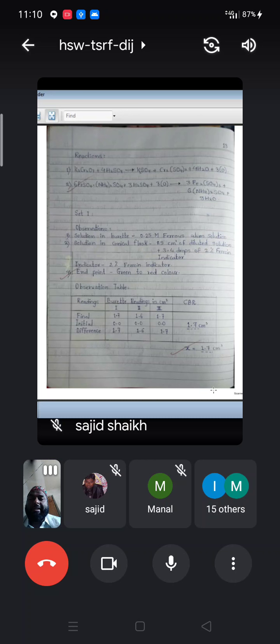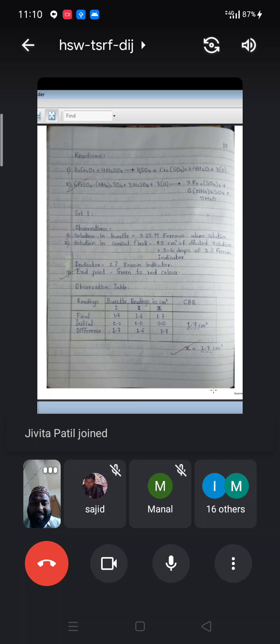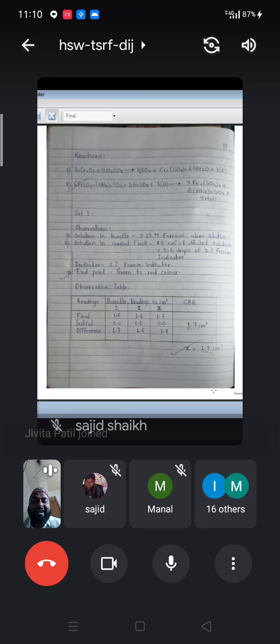See, in the reaction you can see how the oxygen is coming. When K2Cr2O7 reacts with the H2SO4, it will give you the potassium sulfate K2SO4 along with chromium sulfate, that is Cr2(SO4)3, plus 4H2O plus 3 nascent oxygen that I said. We are going to find out the chemical oxygen demand. That oxygen is coming from the K2Cr2O7.